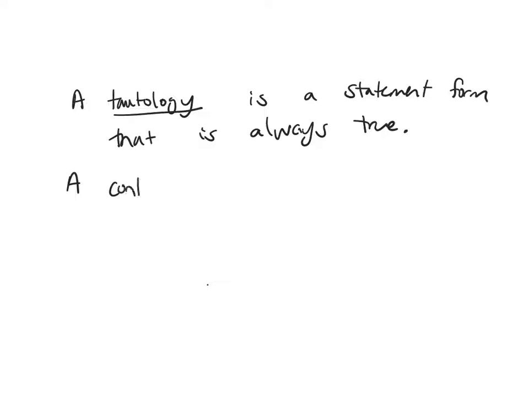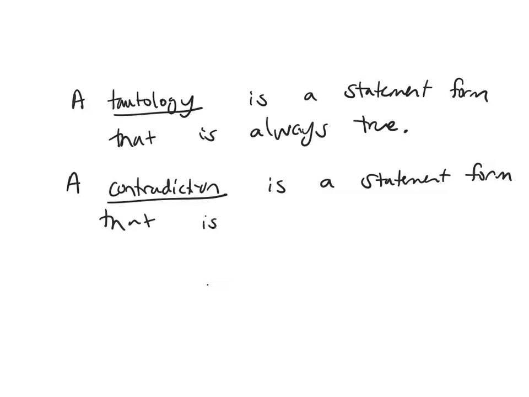And a contradiction is a statement form that is always false. So again, if we looked at the truth table, it would only contain F's in the column.